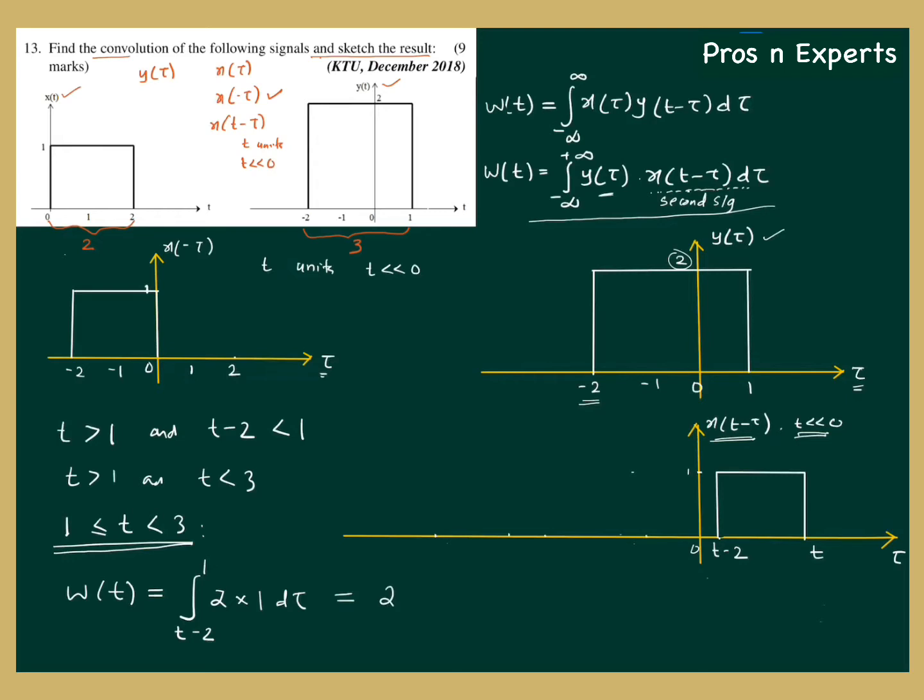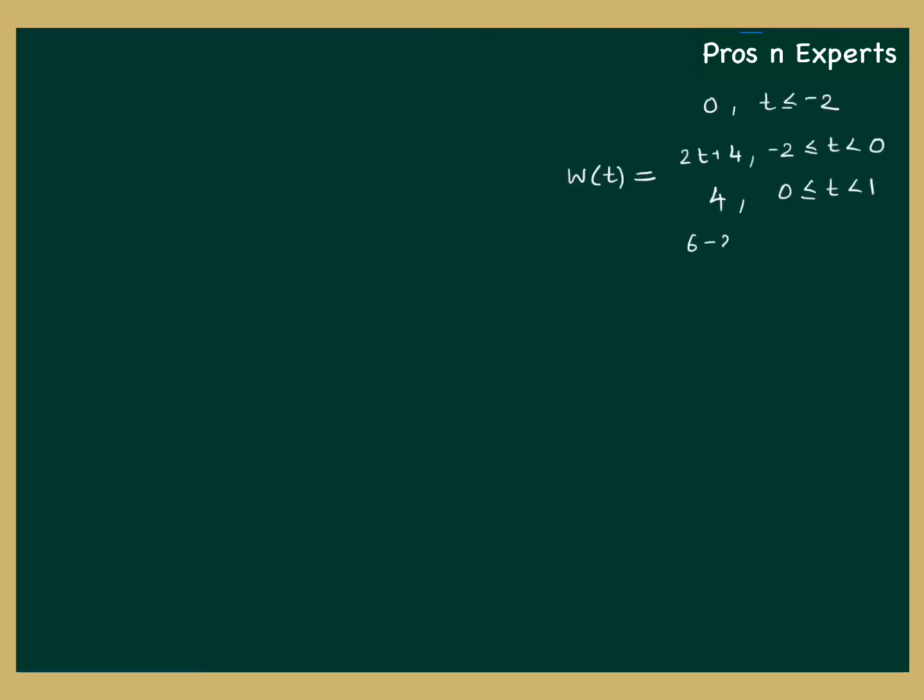That comes to be 2 tau within the limits t minus 2 to 1, and it will give you 1 minus t plus 2 into 2. So that is 6 minus 2t. So the next output w of t is 6 minus 2t in the interval 1 less than or equal to t less than 3. So this is our next case of output. We can immediately update our consolidation: 6 minus 2t for the interval 1 less than or equal to t less than 3.